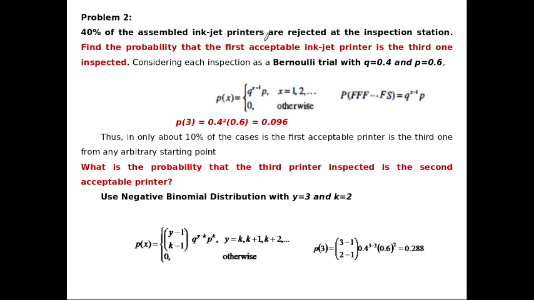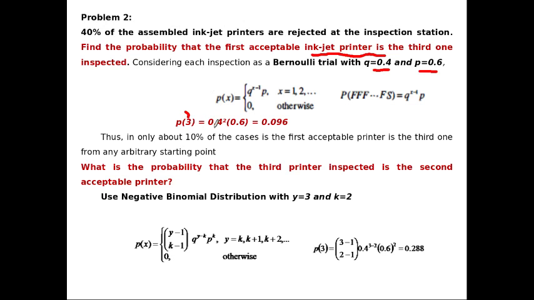40% of assembled inkjet printers are rejected at the inspection station. Find the probability that the first accepted inkjet printer is the third one inspected. Considering each inspection as a Bernoulli trial, the probability of failure is 0.4 and the probability of success is p, that is 0.6. So, we have to find the probability that the third inspected printer is the first accepted.